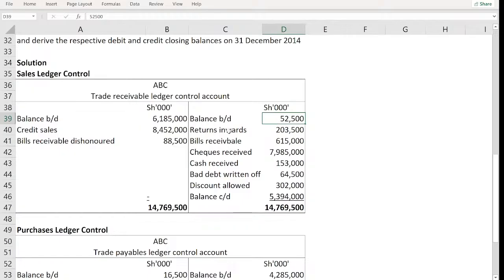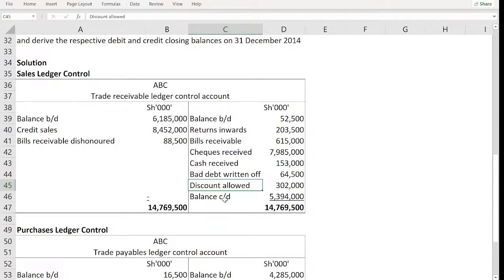Then all the things that are recorded on the credit side, we can start with the return inwards for 203, bill receivables, all the income. So we have the bill receivables, checks received of 7 million, cash received, bad debts written off for 64, discounts allowed. So when you total this, you're going to get 14,769,500. So on the credit side, it will be less.